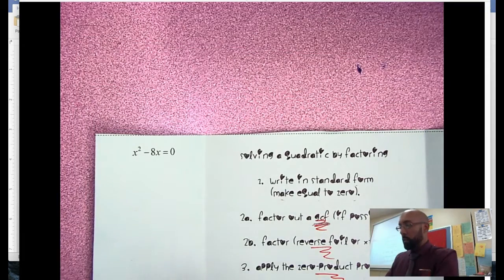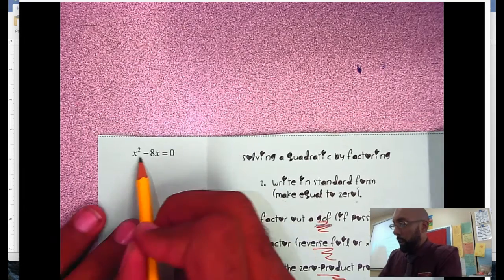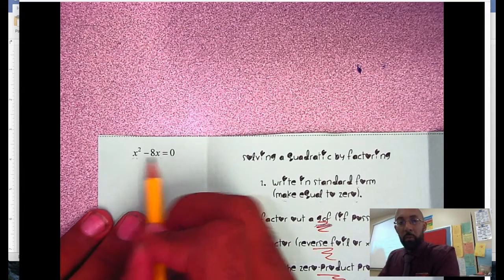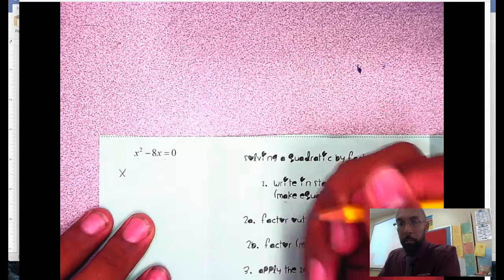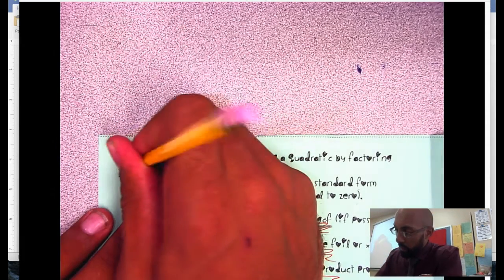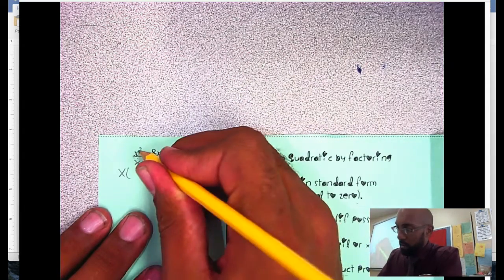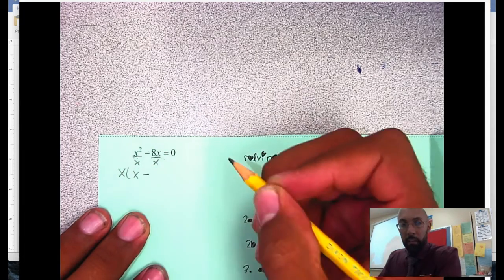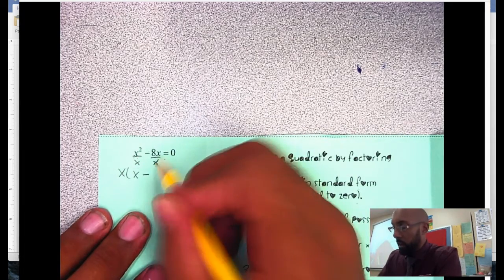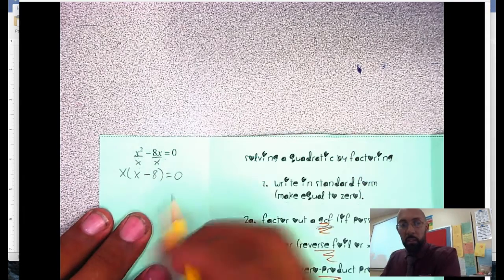Okay? So let's go to the first example. So first we want to see, again, can we factor out a GCF? Okay, well, is there a GCF between x squared and 8x? Yes, they both share an x in common. So I'm going to divide x out of both. X squared divided by x is just x. Then I bring down the sign, minus. Then 8x divided by x is just 8. Okay, so there it is factored.